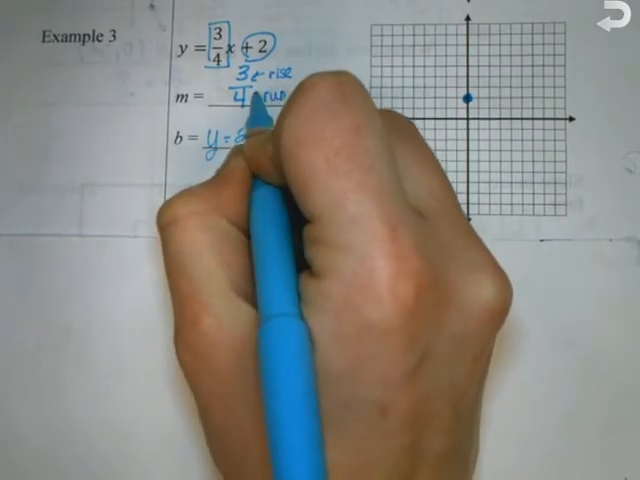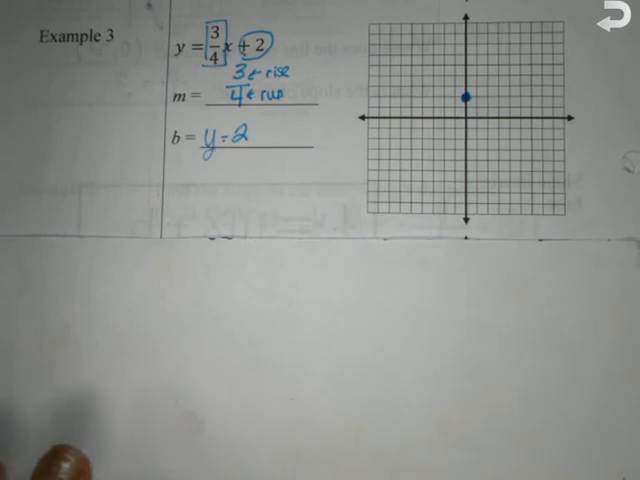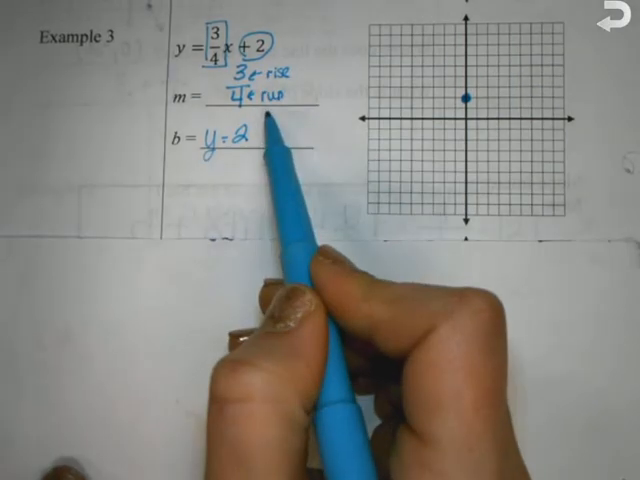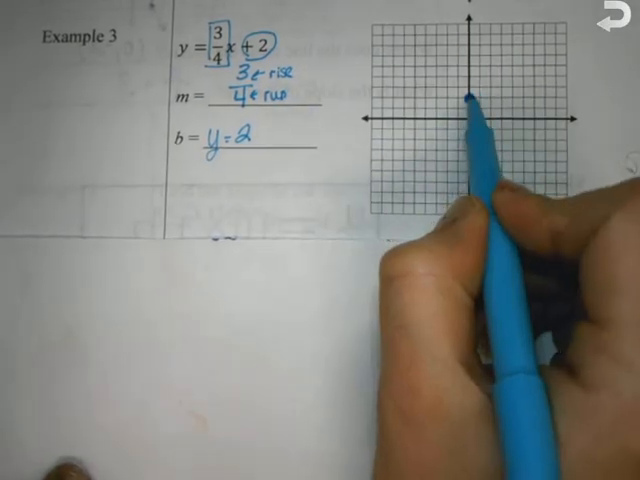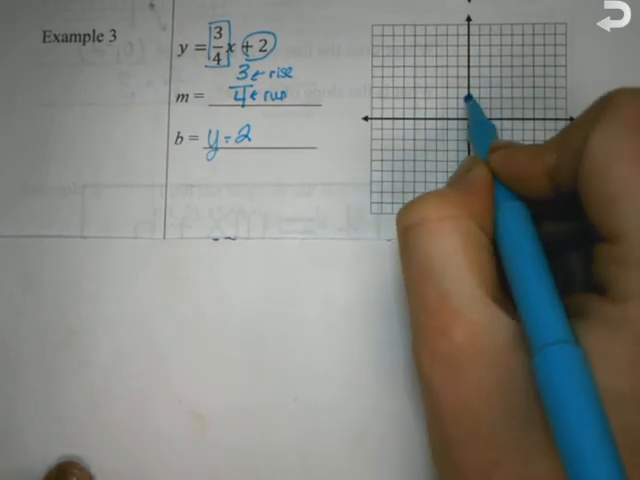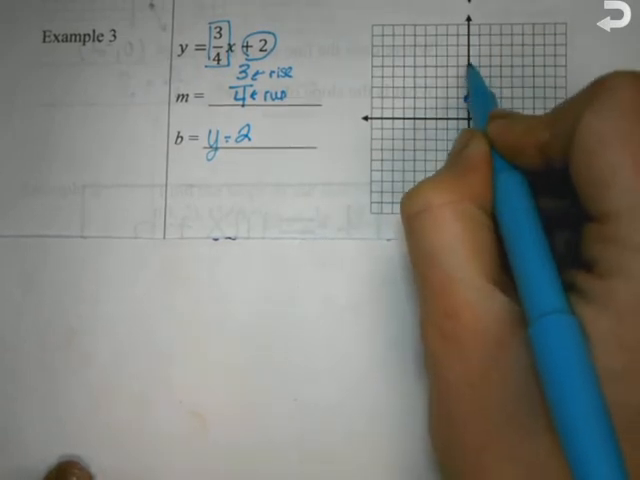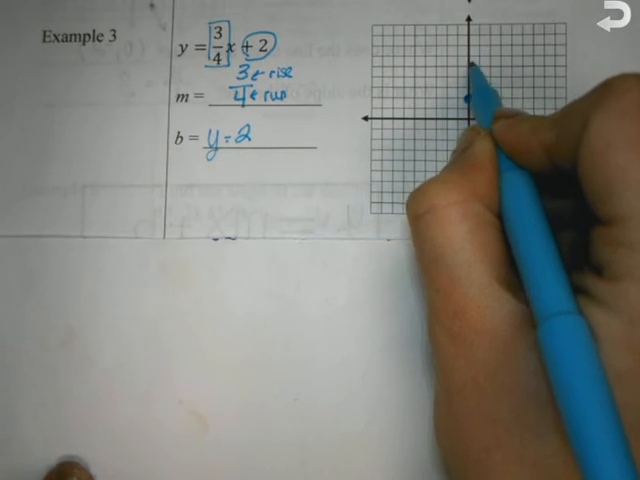I'm going to put my pencil on the first point that we drew. And I'm going to go up 3 spaces. 1, 2, 3. And then over 4. 1, 2, 3, 4. Now I can draw the point. And then we put a line between the two of them.